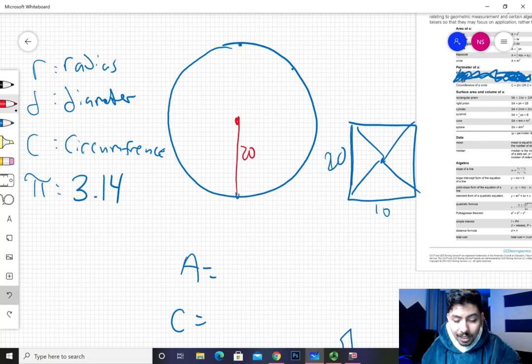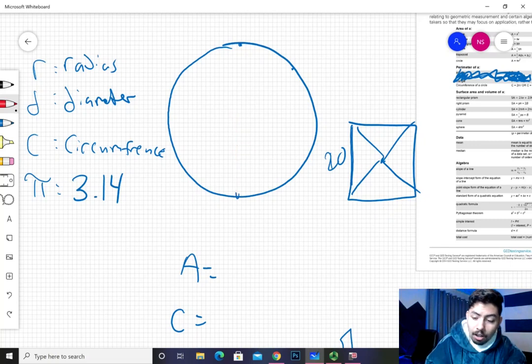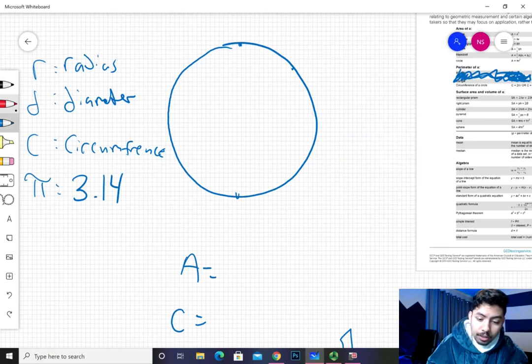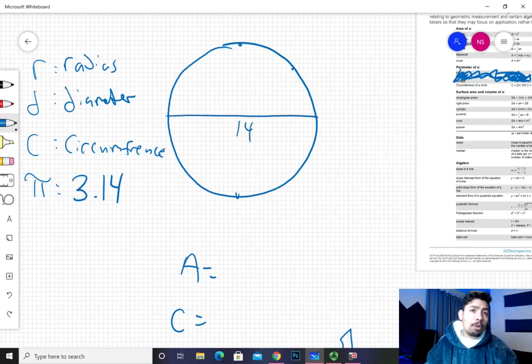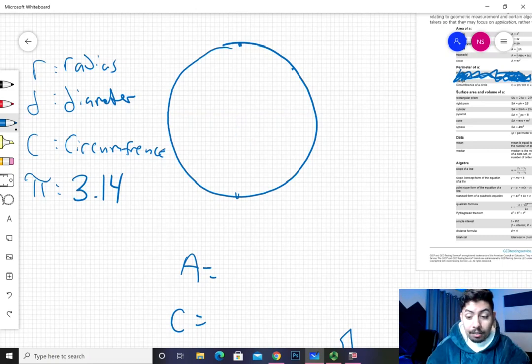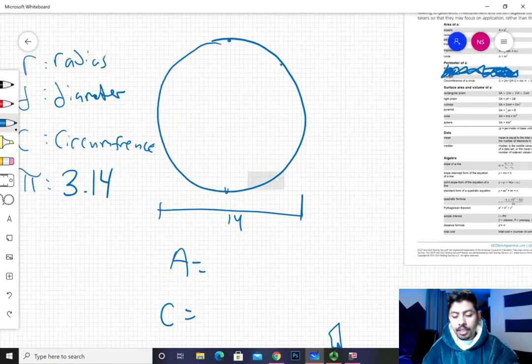They're not always going to just give you a nice little mark on your circle saying diameter is given or radius is given. No. Just be aware of that, okay? But anyways, they give us this right here. So we're given the diameter of 14.